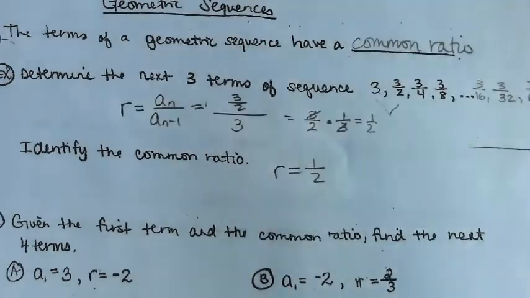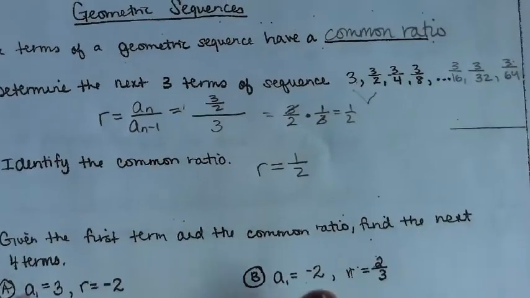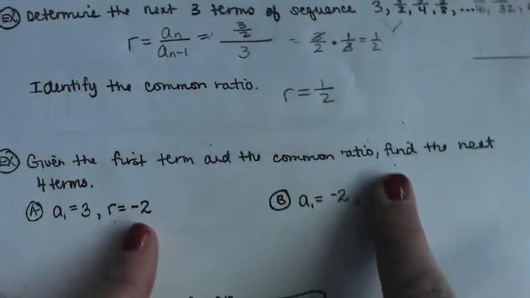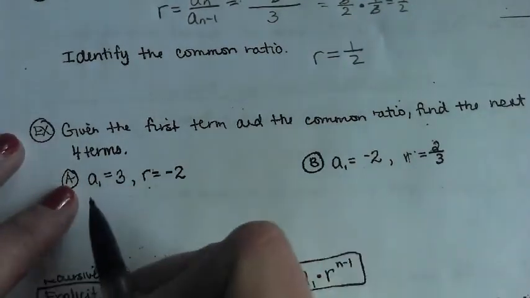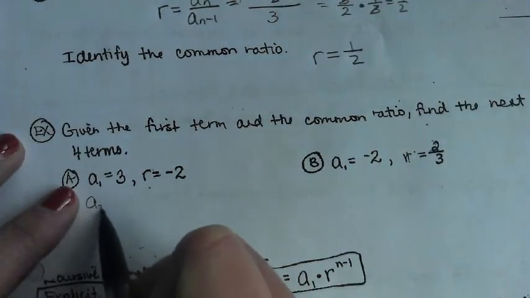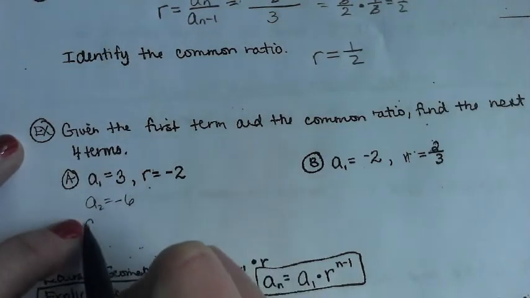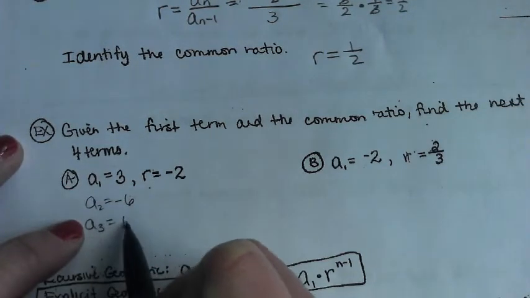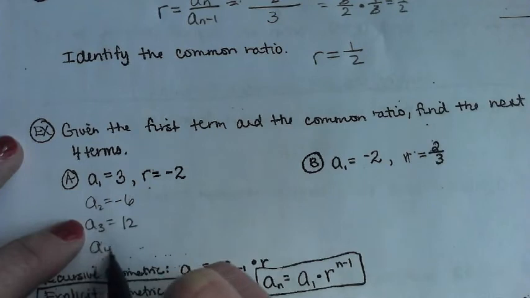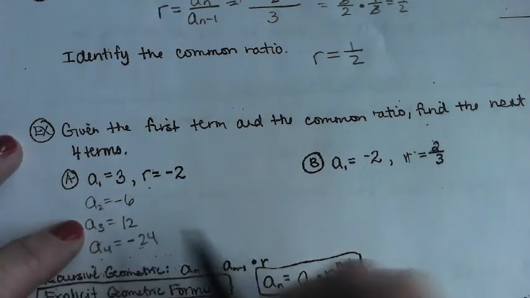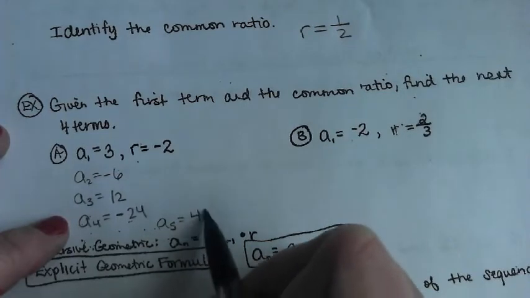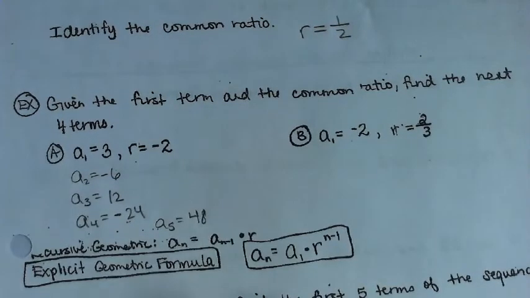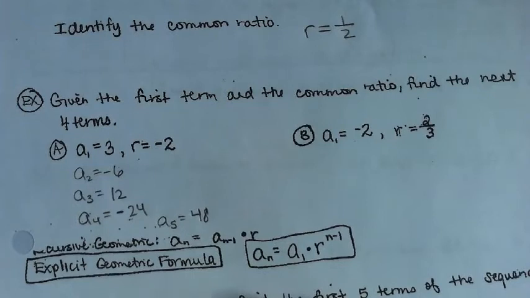Okay. So, given the first term and the common ratio, find the next 4 terms. Because they gave us the first term, we're just going to multiply by -2. We get -6. Multiply that by -2. We get 12. Multiply that by -2. We get -24. Multiply that by -2, and we get 48. When you multiply by a negative, what do you notice about every other term?